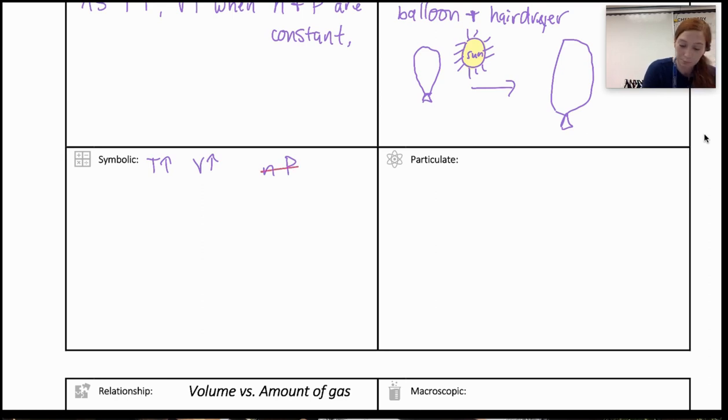Here I want to show my graphical relationship as temperature in degrees Celsius versus volume. Again, we're going to see the same thing. This is going to be linear. If we show that with our absolute scale of temperature in Kelvin versus volume, then we're going to have linear proportional.